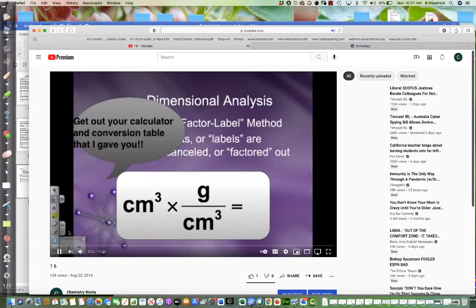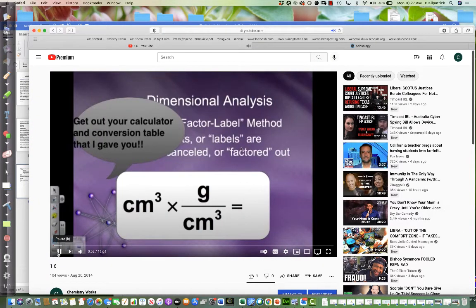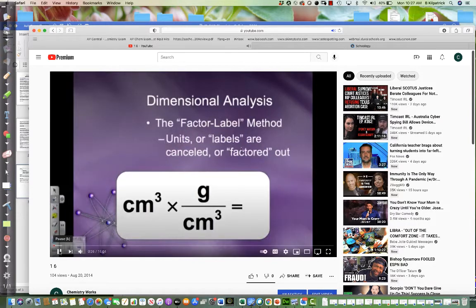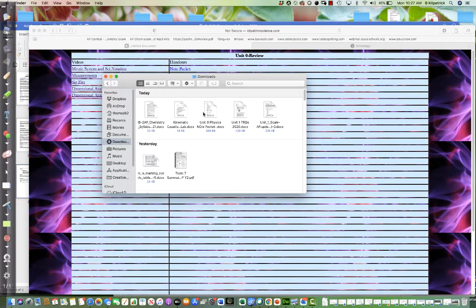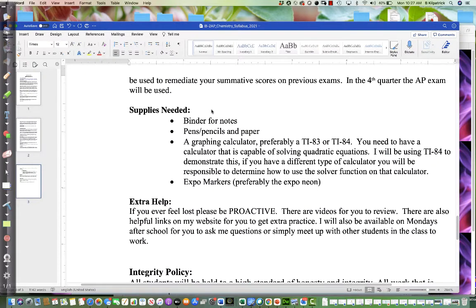So if you click on the left-hand side, you'll have different videos that'll pop up. And most of this will correlate to what I do in the classroom. Okay, so you'll have that, and then you'll also have a note packet. Typically, I have a homework packet that also goes with that. So let me pull up my note packet so you can see what that looks like.